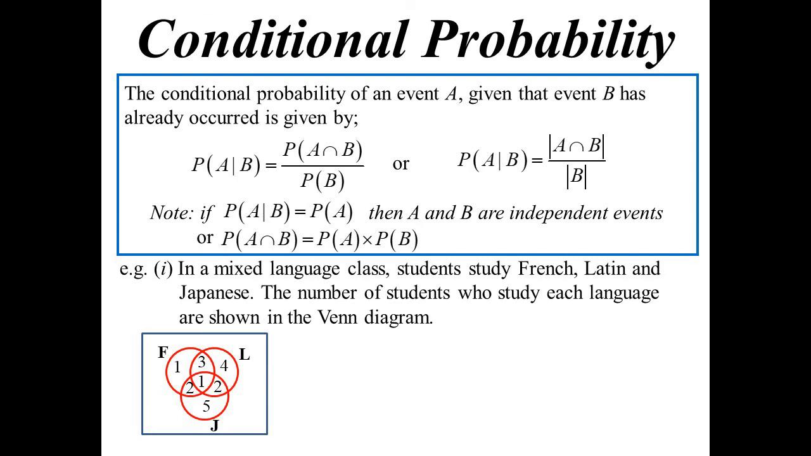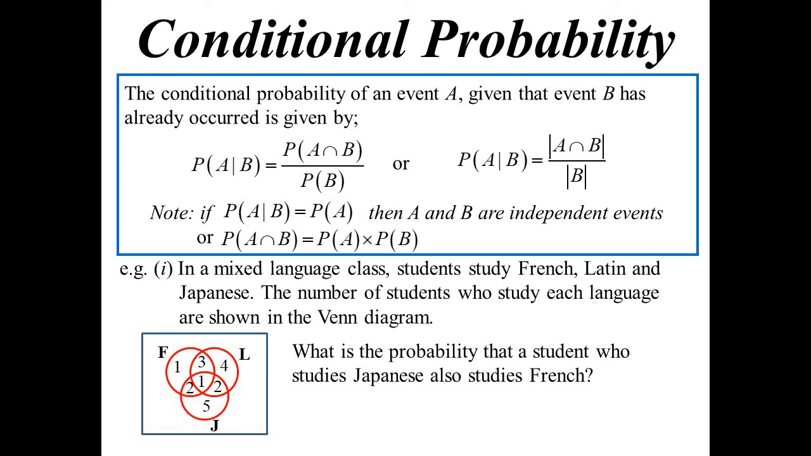All right, we've got a mixed language class: French, Latin and Japanese. Oh, that's similar to what we do in Year 7, isn't it? So our Venn diagram describes the whole situation there. What's the probability that a student who studies Japanese also studies French? So French, given that they also do Japanese. According to our formula, all we've got to do is look for how many are in the intersection of French and Japanese, and there's 3 of those, over how many are in Japanese altogether, and 5 and 5 make 10. So a 3 in 10 chance of that happening.